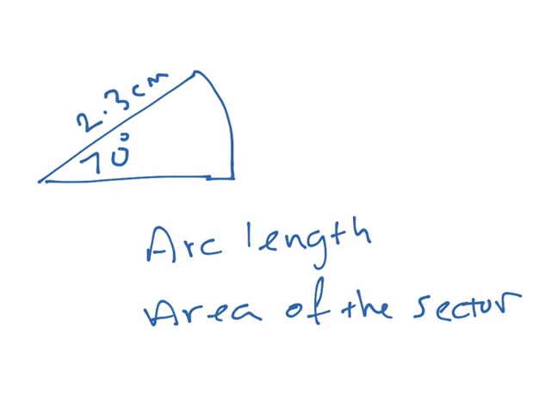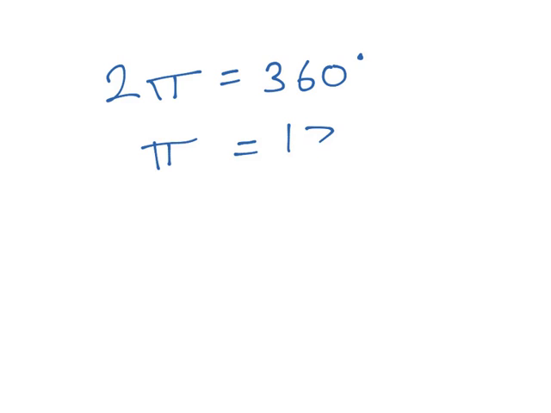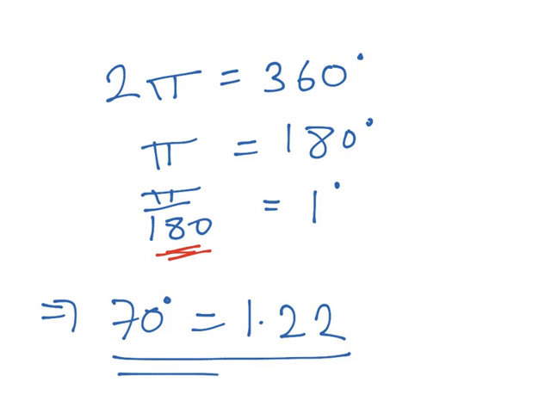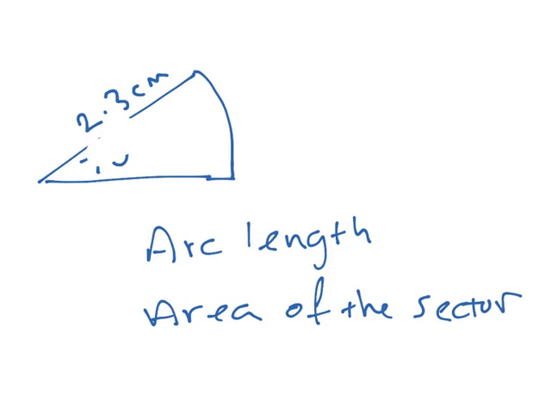So the first thing I'm going to do is convert that 70 degrees to radians. So I know that 2 pi radians is 360 degrees, and that means that pi radians is 180 degrees. That means that 1 degree is pi divided by 180. Therefore, 70 degrees is just this times 70, which I get to be 1.22 radians. Now, we should know that 1 radian is about 57 degrees, so 70 is a little bit more than that. So in radians, it should be a little bit more than 1, and that's fine. So it's 1.22 radians.